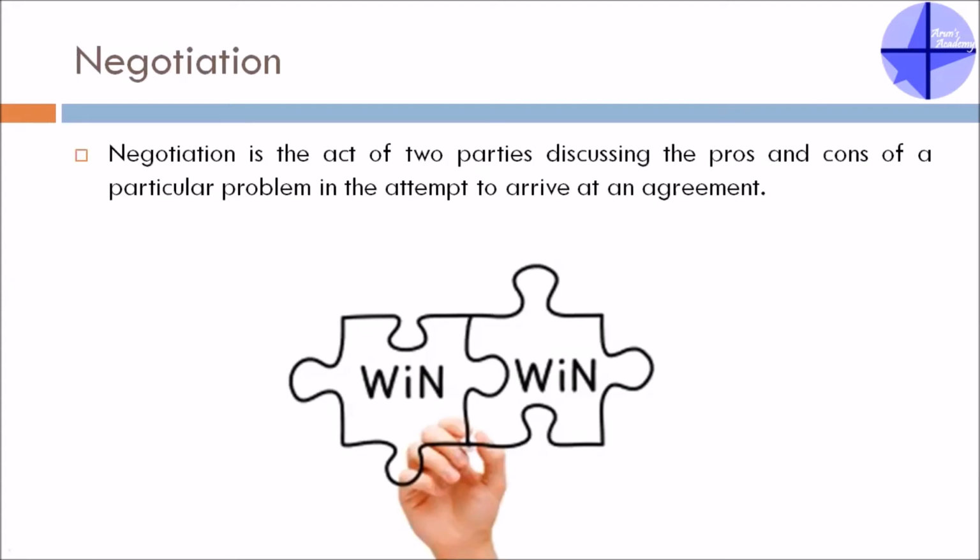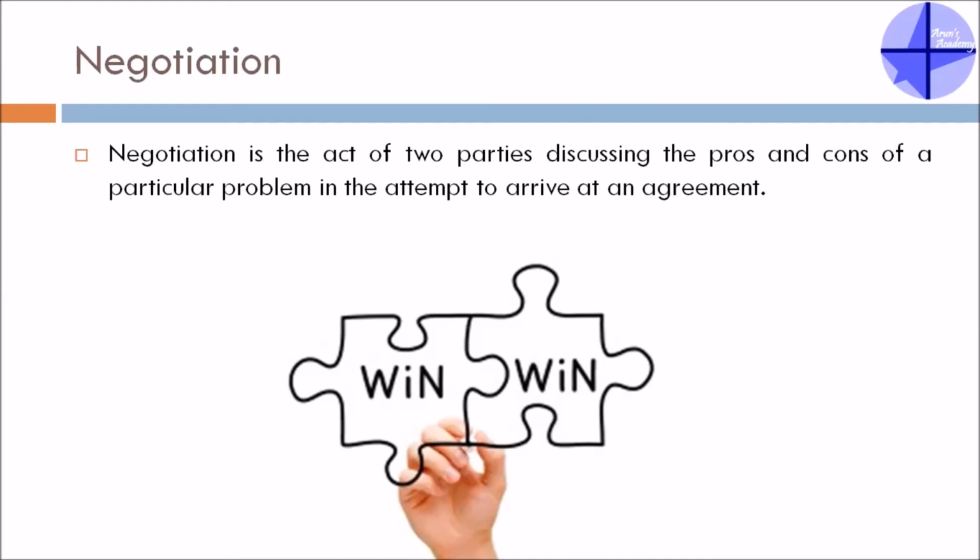Negotiation is the act of two parties discussing the pros and cons of a particular problem in the attempt to arrive at an agreement. Not only in the sales process, if you think, negotiation happens in a lot of places in our day-to-day life. You want to go to a movie, your friend wants to go to another movie. You both start discussing which movie to go and watch on a weekend. Now the entire process is an attempt to arrive at an agreement.